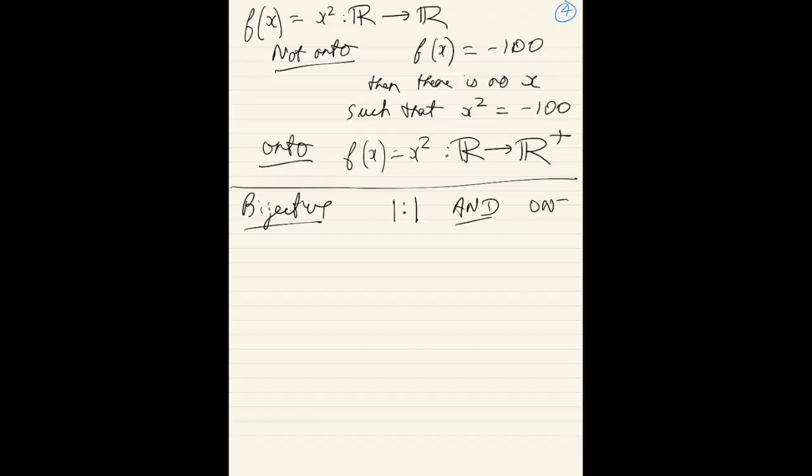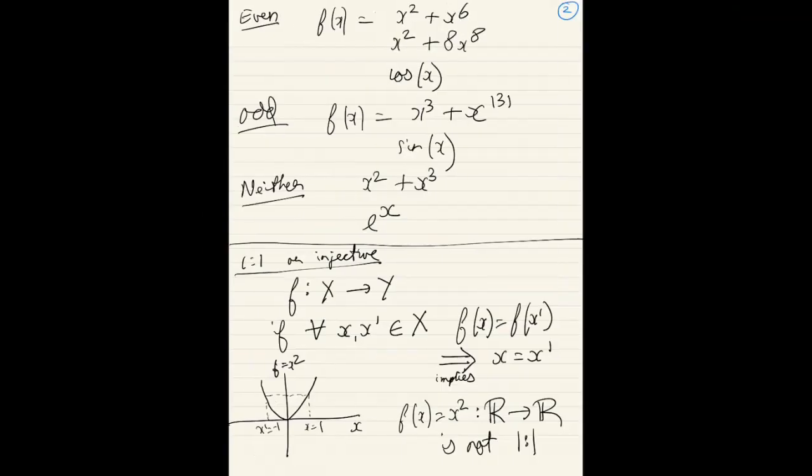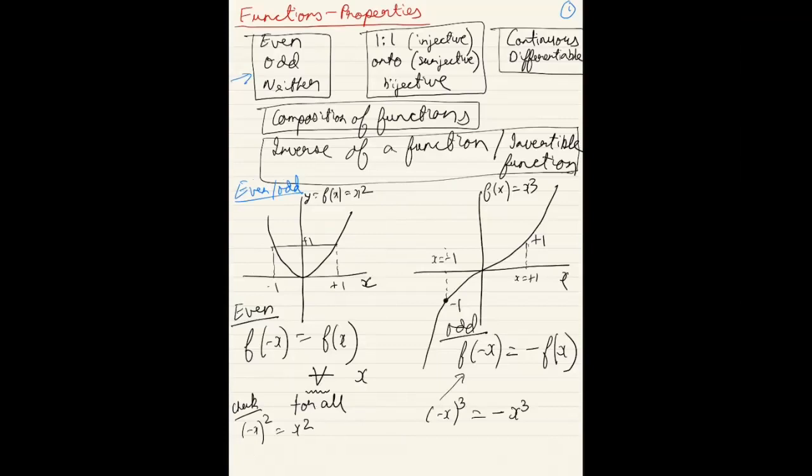If a function is 1:1 and onto, that is injective and surjective at the same time, it is also called a bijective function. So why do we care about all of this? We care especially about the onto, because it directly relates to the inverse of a function. If a function is not onto, you will not be able to invert it. And we will get to that in a moment.